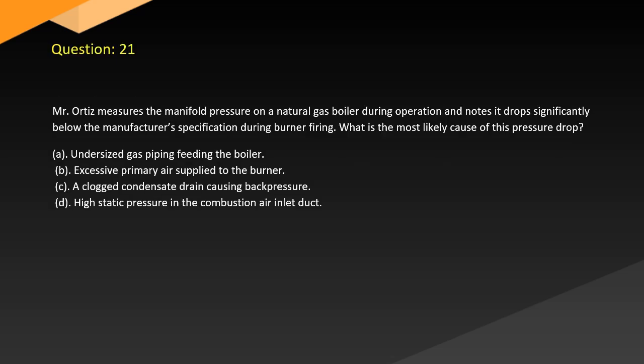Question 21. Mr. Ortiz measures the manifold pressure on a natural gas boiler during operation and notes it drops significantly below the manufacturer's specification during burner firing. What is the most likely cause of this pressure drop? A. Undersized gas piping feeding the boiler. B. Excessive primary air supplied to the burner. C. Clogged condensate drain causing back pressure. D. High static pressure in the combustion air inlet duct.